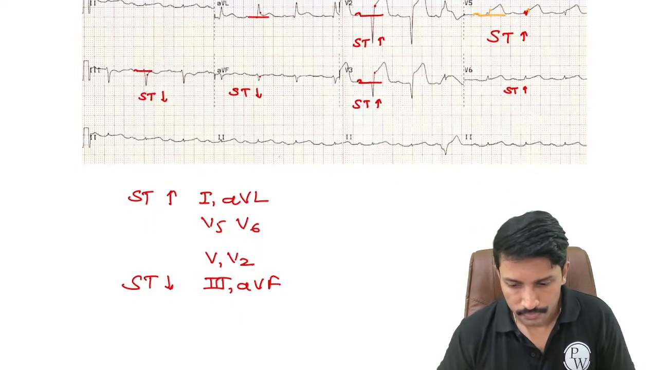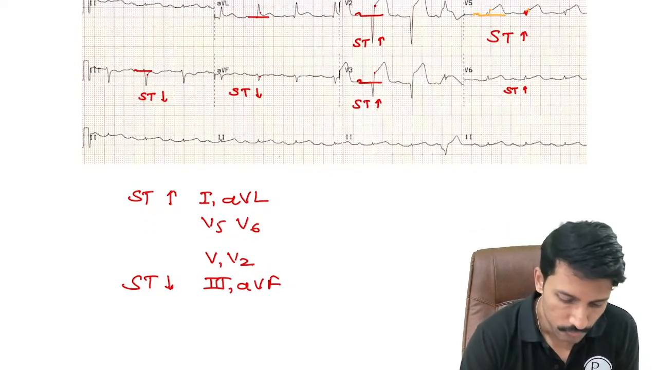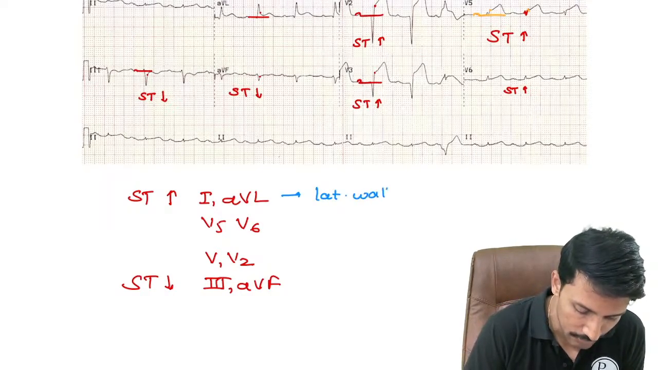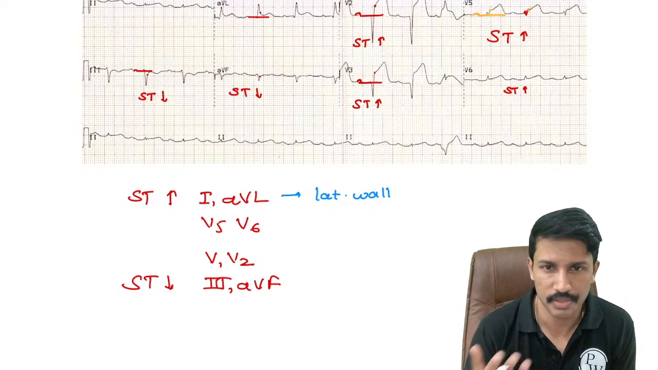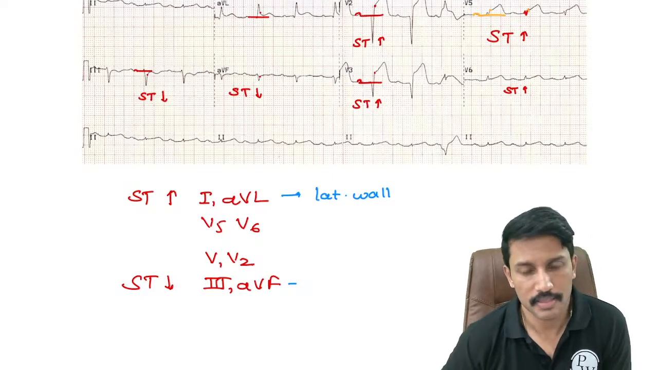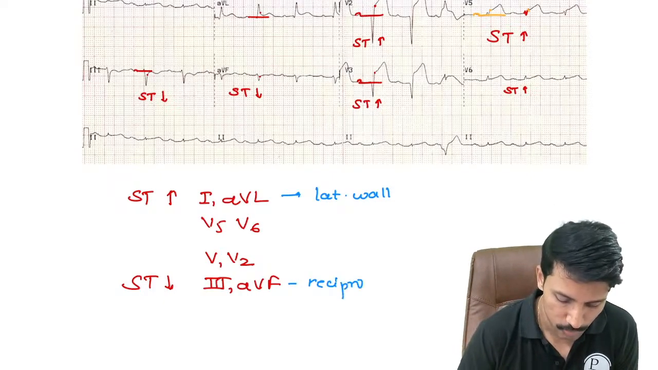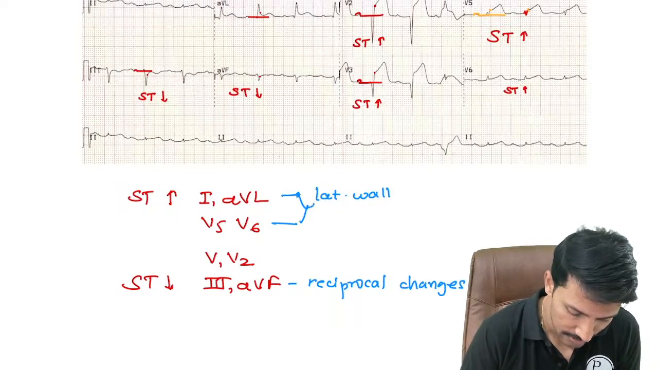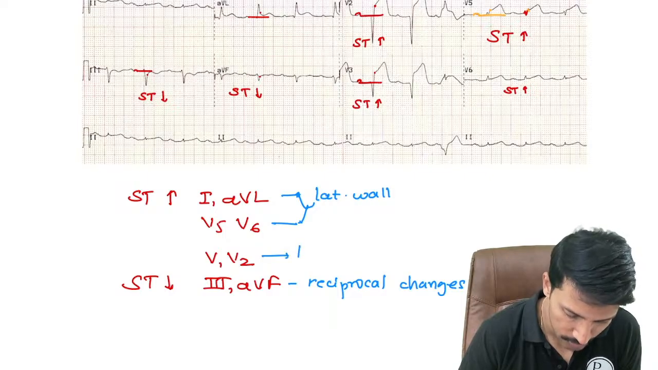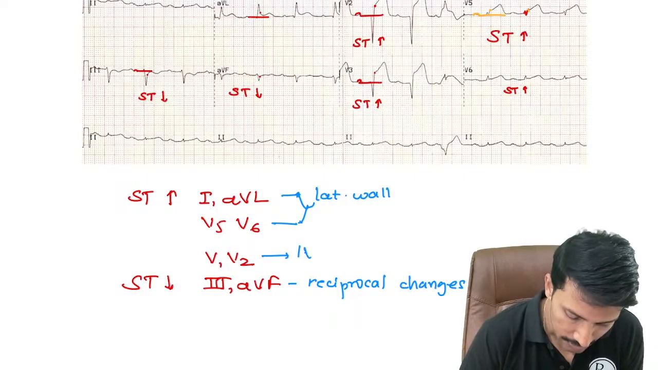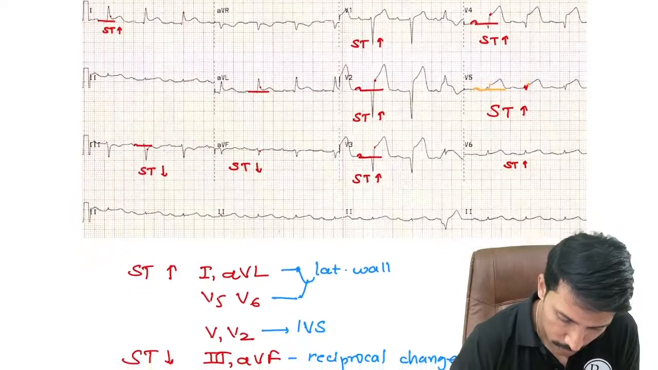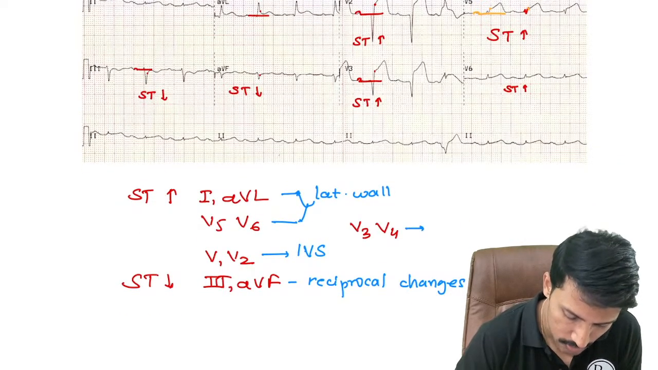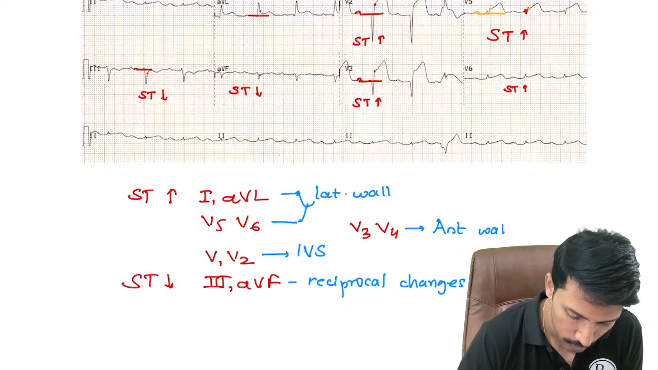So is this typical now? Yes, right. 1 and AVL is representing the lateral wall, for which we have the reciprocal leads, which is nothing but 2, 3, AVF. Here I am seeing the ST depression. So that means these changes are reciprocal changes. V5, V6 is also representing the lateral wall, and V1, V2 is representing the interventricular septum, and V3, V4 also we had ST elevation. I forgot to write. V3, V4 also we had ST elevation, which is suggestive of anterior wall involvement.